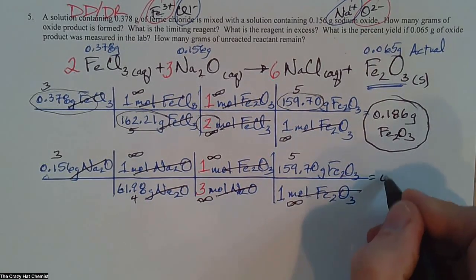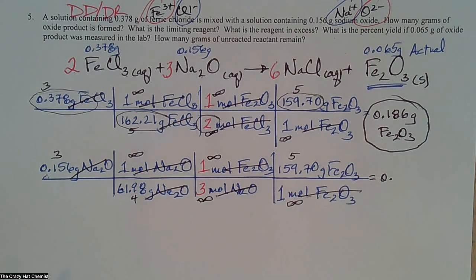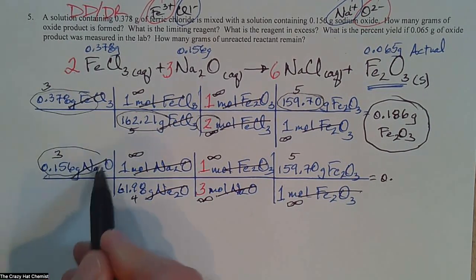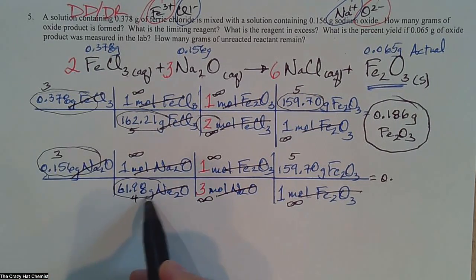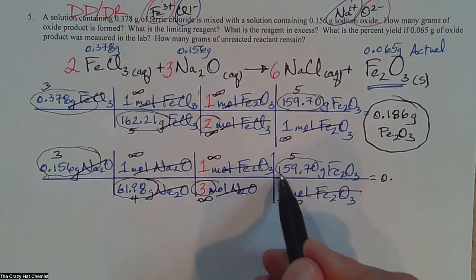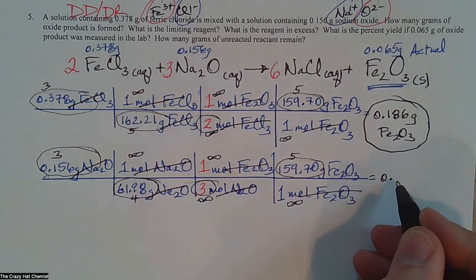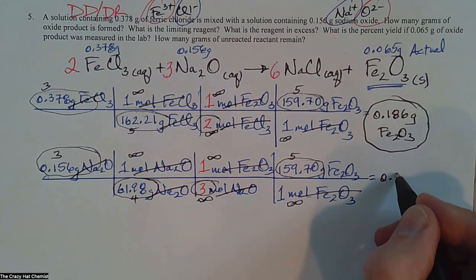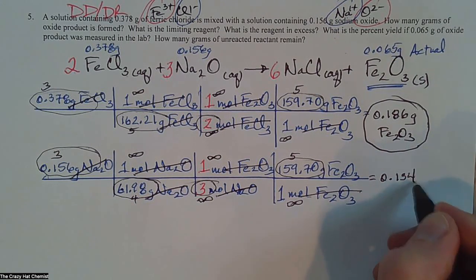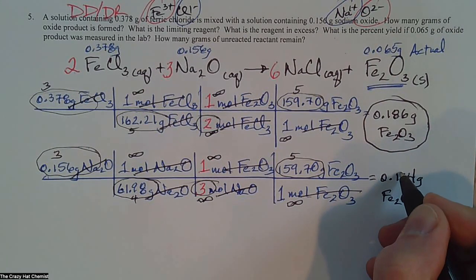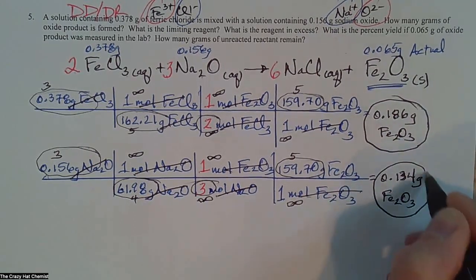So I'm going to have 0. Oh, wait, I'm going to plug this into my calculator first. That's 0.156 divided by 61.98, divided by 3, times 159.70. So the number I'm going to get in my calculator is 0.134. Units are grams, same formula of Fe2O3. So that's 0.134. I'm going to circle that.